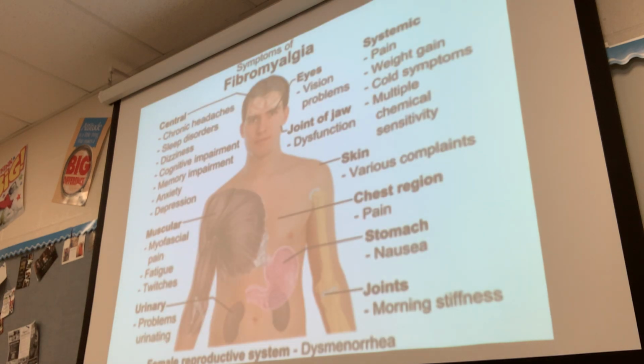Fibromyalgia affects a lot of different conditions. It can cause nausea, it can cause chest pain, different skin conditions, stiffness in the joints, problems with the kidneys, muscle conditions, fatigue and twitches. So all sorts of different things play into this. So it's not just a muscle condition, but muscles are impacted by it.